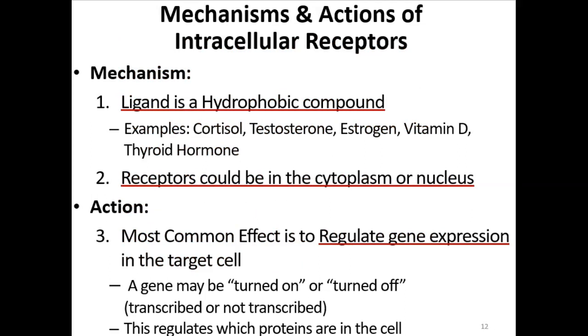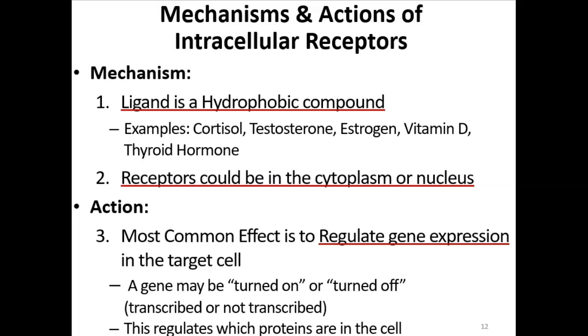Now we are going to look at what happens when these ligands bind to the appropriate receptors. Let's first start with intracellular receptors. We're going to look at the mechanisms and actions when a ligand binds to an intracellular receptor. So this mechanism will involve a ligand that is hydrophobic. It has to be to get inside the cell.